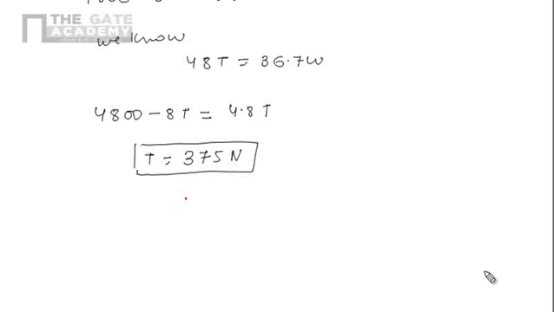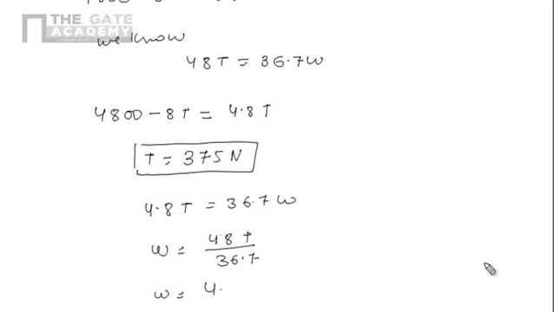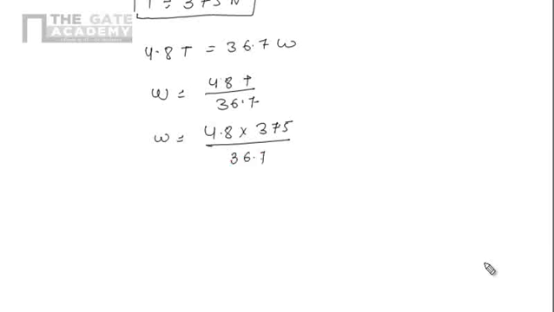Now we have to calculate the angular velocity. We know 4.8T equals 36.7 omega. So omega will be 4.8T by 36.7. And if we put the value of T, that is 375, here, divided by 36.7, we will get 49.04 radian per second.